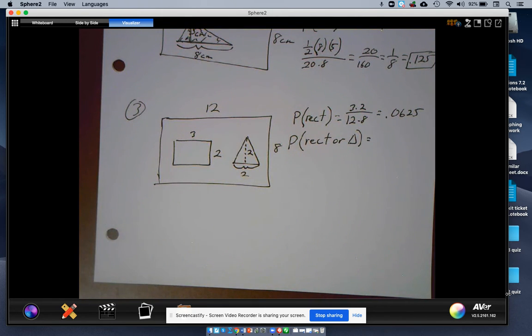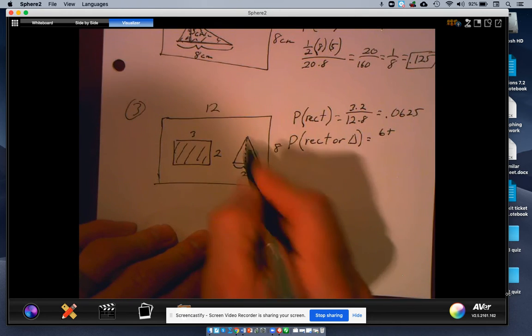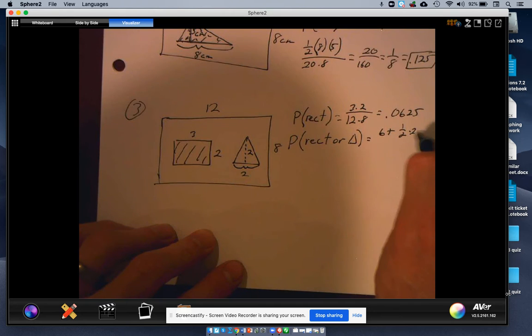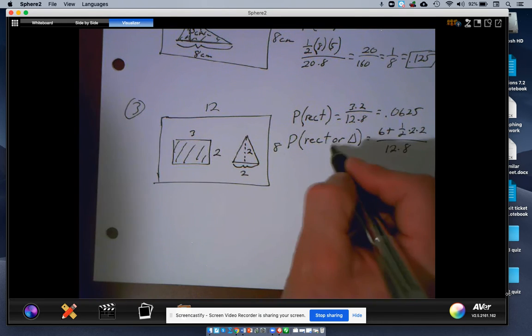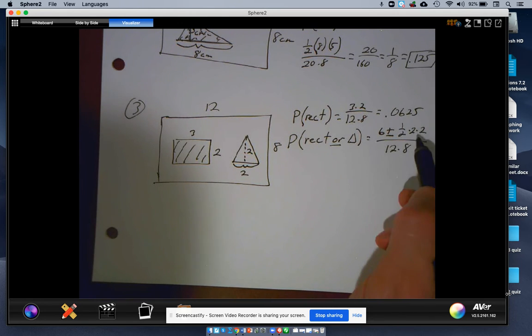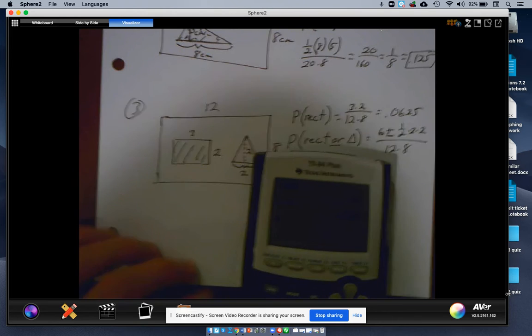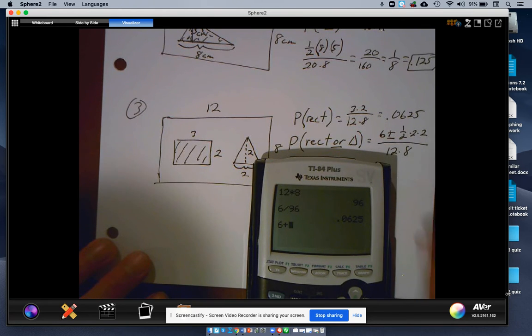The rectangle and the triangle are my successful areas. The area of the rectangle is 6, plus the area of the triangle, which is 1/2 base times height, divided by the total area, 96. Remember, when there's an or, that means just put a plus sign and you're good to go. So that's 6 plus half of 2 times 2, which is 2, so 8 divided by 96.